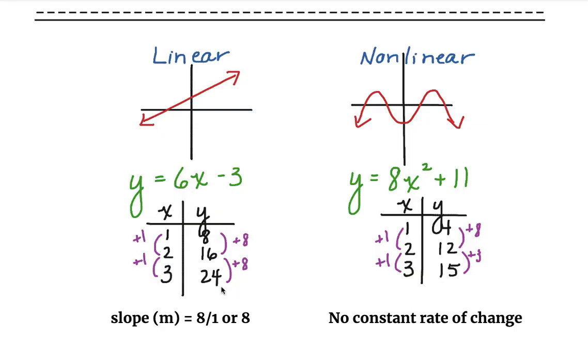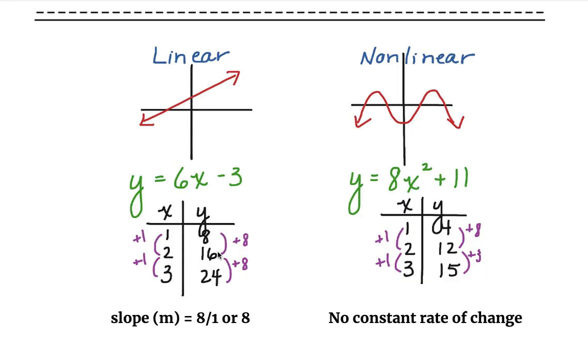If you're just given the table of values, the x, y values from your ordered pairs, you will need to calculate the slope, and the slope will let you know if it is linear or nonlinear. So if you remember calculating slope, you are subtracting the y's and you're subtracting the x's, and then you are dividing them. So change of y over change of x.